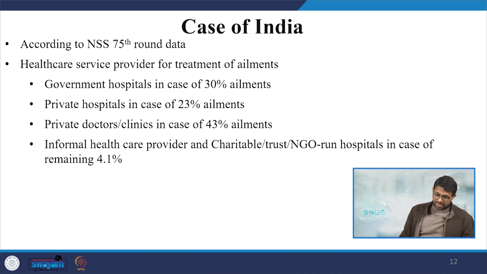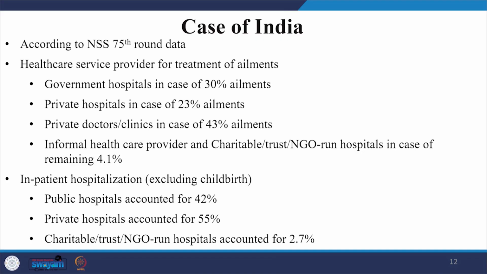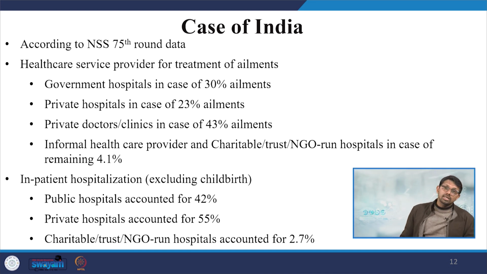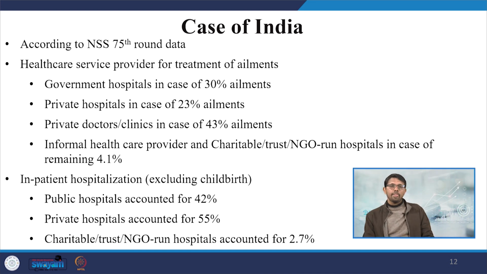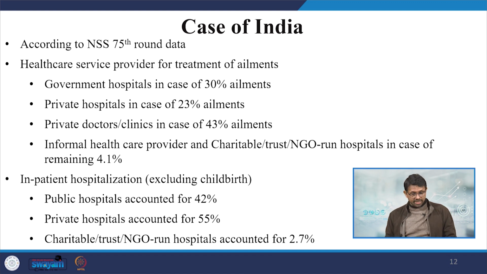Private doctors and clinics are accessed in case of 43% of ailments. Informal healthcare providers and charitable trust NGO-run hospitals account for the remaining 44.1%. These are OPDs, outpatient department cases. Inpatient hospitalization cases, excluding childbirth, are also recorded: public hospitals accounted for 42%, and private hospitals accounted for more than that.